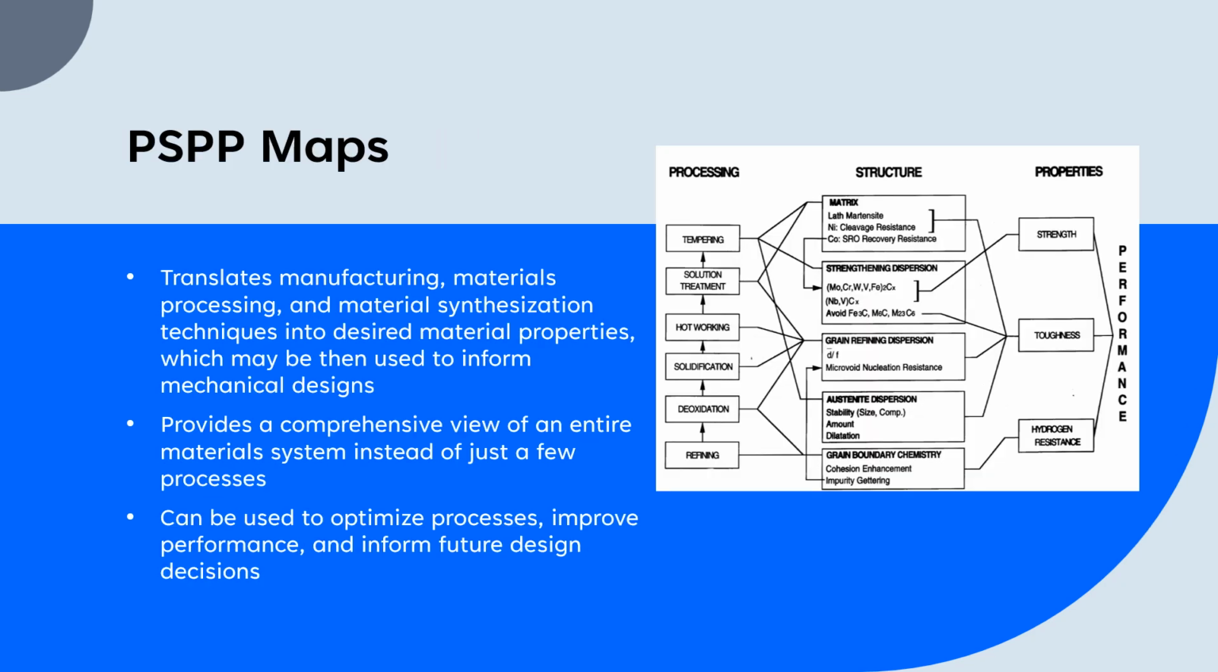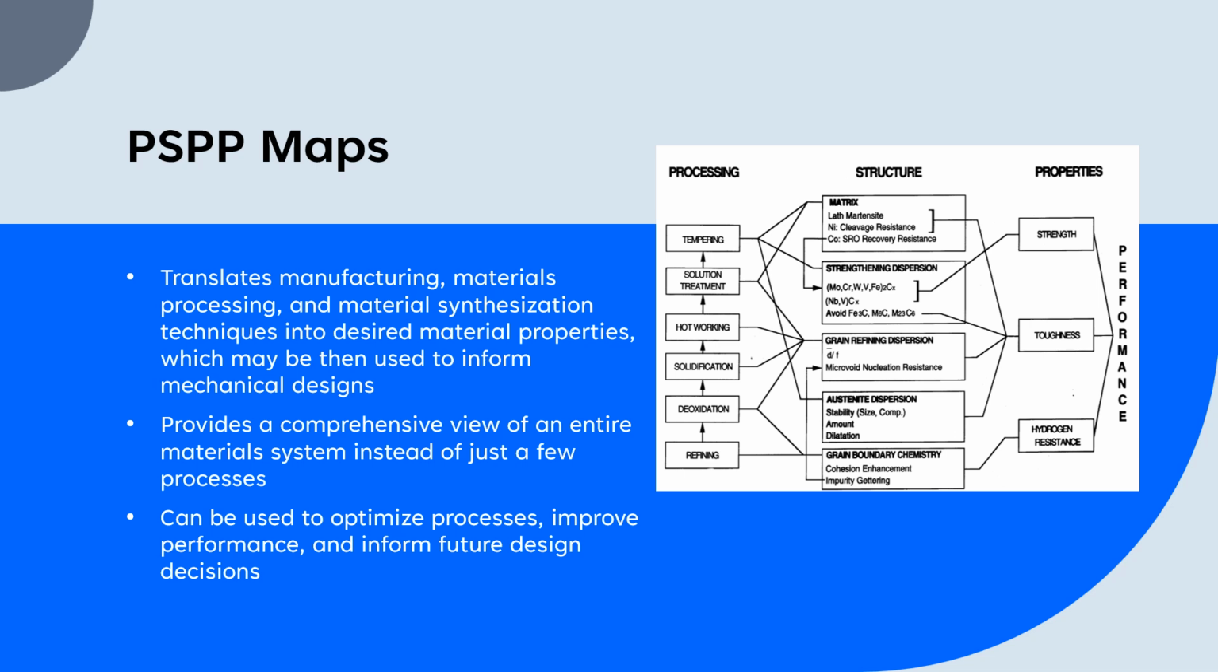So this is a PSPP map, which stands for Processing, Structure, Properties, and Performance. Basically what it does is it takes the manufacturing and composition techniques used to create a material, and then it shows how that impacts the structure of the material, which in turn impacts the properties that the material has, which then impacts the performance. This is really, really important for choosing materials for a very specific purpose. So you see how you have to manufacture and process that material to get the properties or performance desired. This provides a really nice comprehensive view of the entire materials processing system.